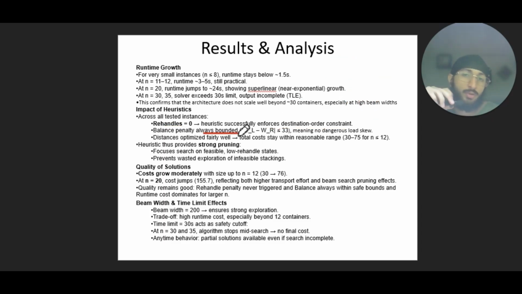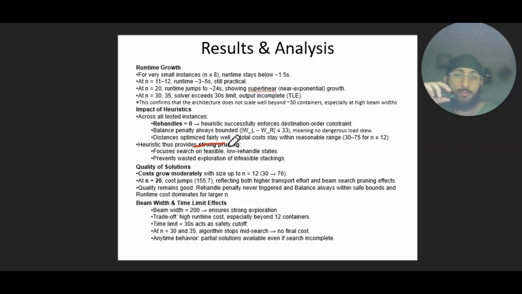Now the balance penalty was also always bounded. That is, the difference between the left and right weights is less than or equal to 33, which I saw in my run, meaning no dangerous load skew. That is, the ship would be balanced because this is the threshold that I've set. And distances were optimized fairly well. Total cost stays within a reasonable range, that is 30 to 75, the total cost for n less than or equal to 12.